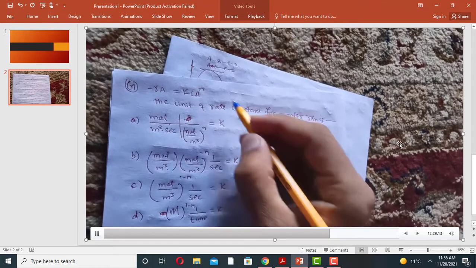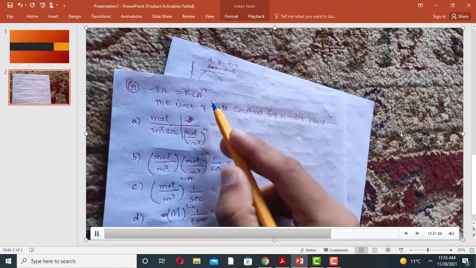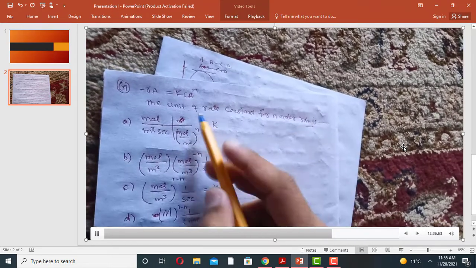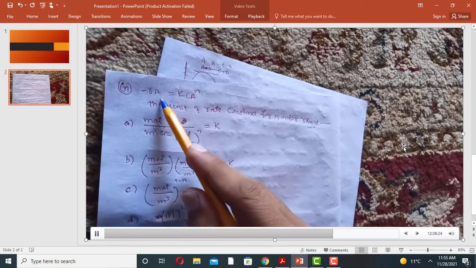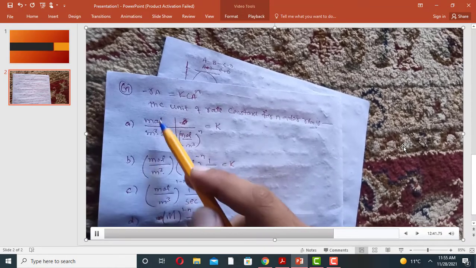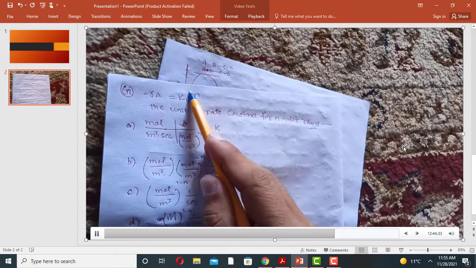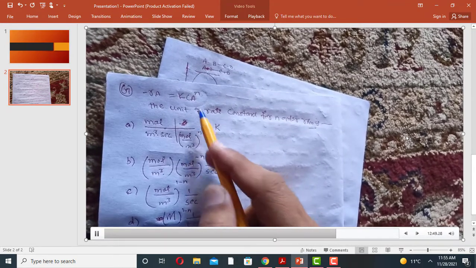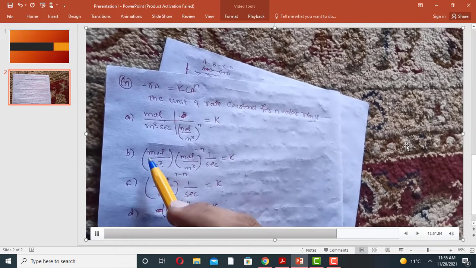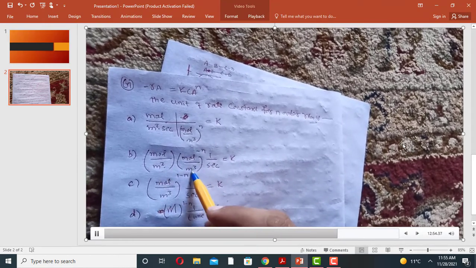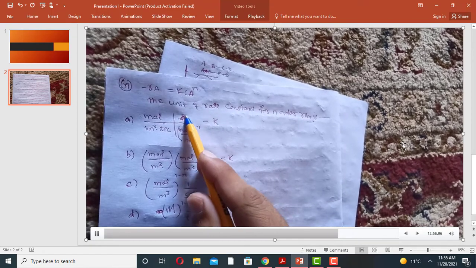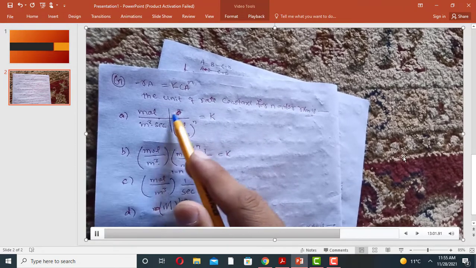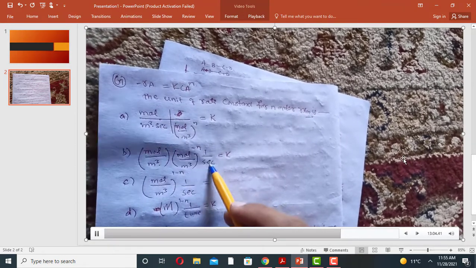Minus Ra is equal to K Ca to the power n, where n is the order of reaction. The unit of rate constant for an n order reaction: K is equal to the unit of rate, mole per cubic meter into second, and this will come down to the denominator, which is mole per meter cube to the power n. This n will come to the numerator, so it will become minus n, and this is 1 over second. 1 divided by second is equal to K.